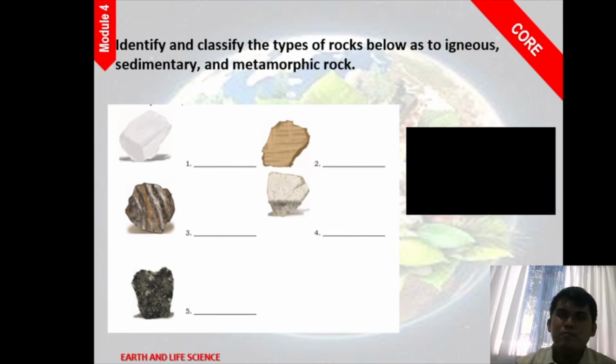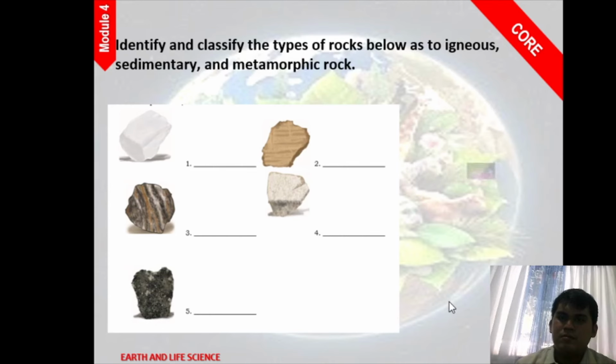Okay, time's up. We will now reveal the answers in this activity. So the first rock is a sedimentary rock. The second one is another sedimentary rock. The third one is a metamorphic rock. The fourth one is sedimentary rock, and of course the fifth one is an igneous rock. Do you also get the correct answer? Very good.